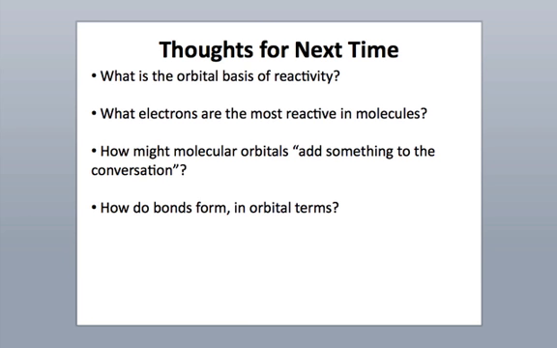I'd invite you to think about what electrons are the most reactive in molecules and why you might expect that to be the case. And then finally, how do bonds form in orbital terms? What kinds of concepts do we bring to the table to think about bonding on molecular orbital terms?